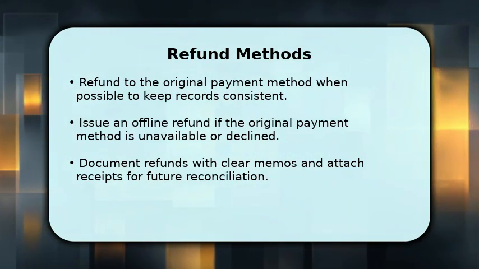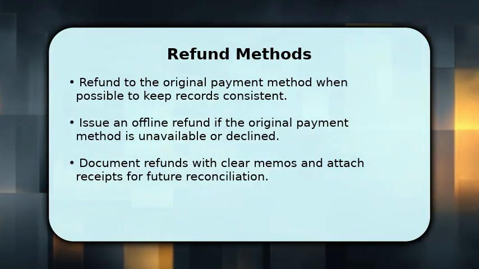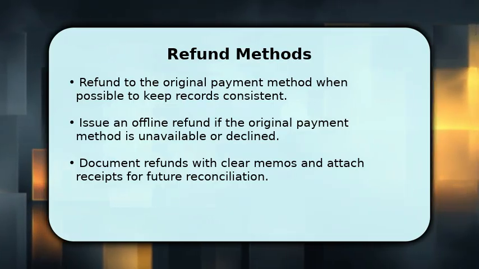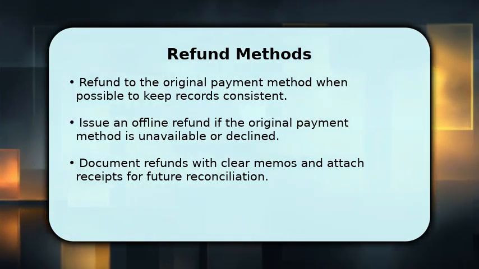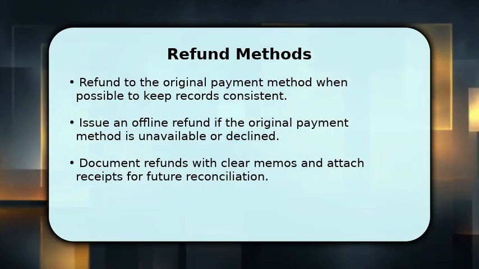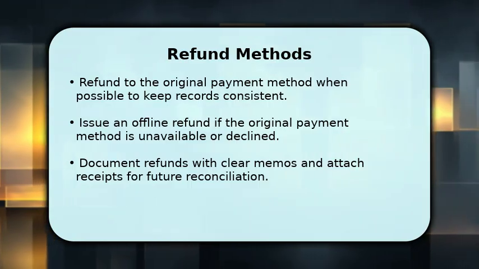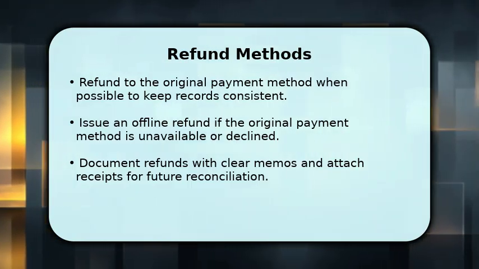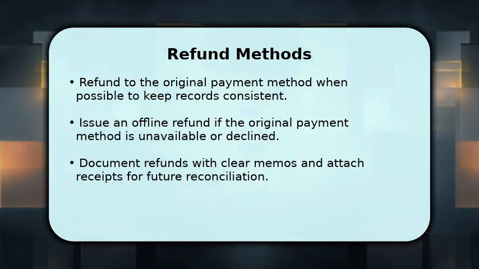Start by deciding the refund method: original payment method, bank transfer, or offline refund. If the original method is unavailable, choose an offline refund and note the reason in the memo field. Attach any supporting documents and notify the customer by email. Record the transaction in your register and tag it for reconciliation so your accounts stay organized and audits stay simple.